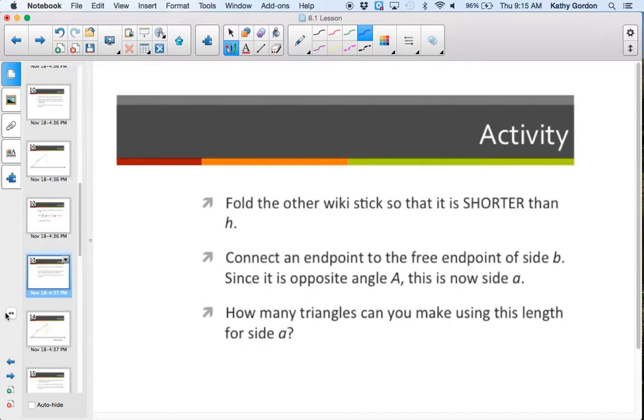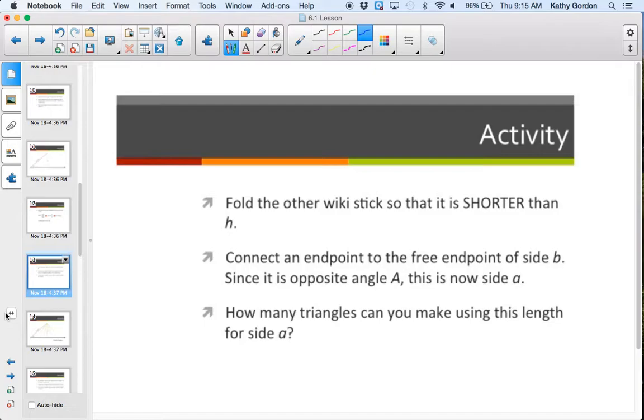Alright. Okay, so take the other wiki stick now. Leave side B stuck there. Take the other wiki stick and fold it so that it is shorter than whatever h is. And then connect it to the free endpoint of side B. Since that now becomes the side that's opposite angle A, it becomes side A. And I want you to try to position side A to see how many triangles you can make with that length of a side.